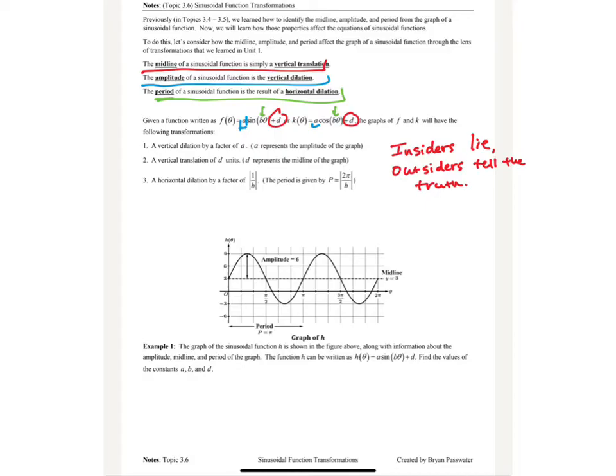All right, so knowing that, we're given this function. It says a vertical dilation by a factor of A, where A is amplitude. Sorry, y'all, I'm going to absolutely lose it. I'm trying not to.